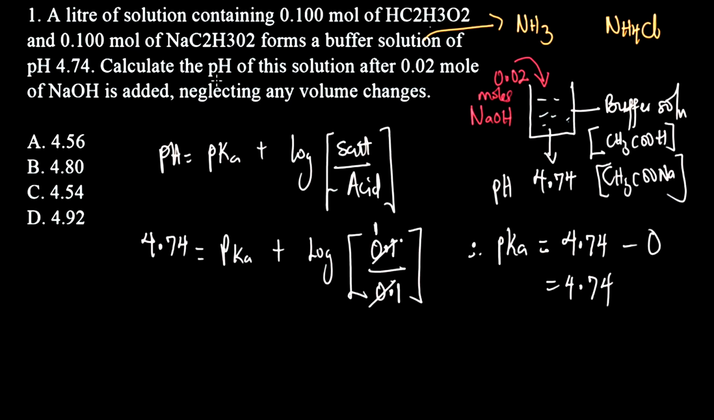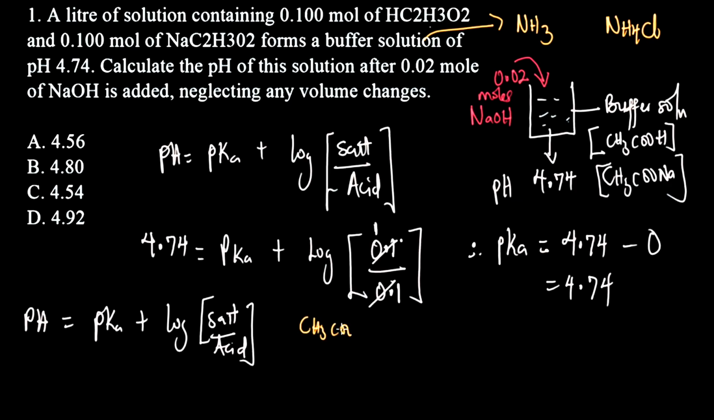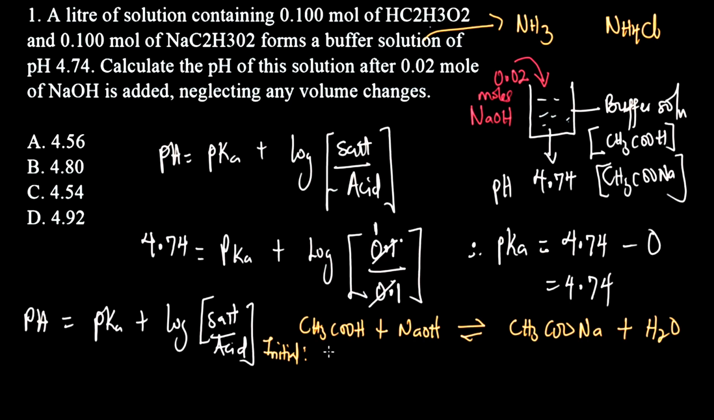The next thing we have to do is to calculate the pH of the solution after we introduced this 0.02 moles of sodium hydroxide. So to calculate the pH, we have pH equals pKa plus log of salt over acid, right? Since we're adding a base, let's write the equation. We have CH3COOH plus the base that we are adding. This is a neutralization reaction, and we should have a salt, which is CH3COONa, plus H2O. The initial concentration of the acid was 0.1, and that of the base was 0.02 moles.